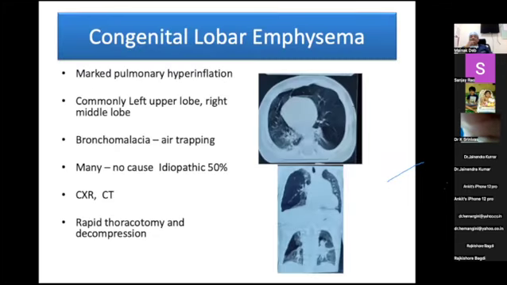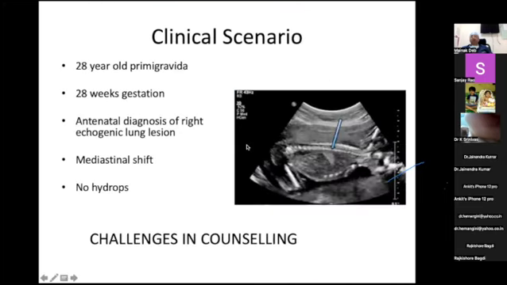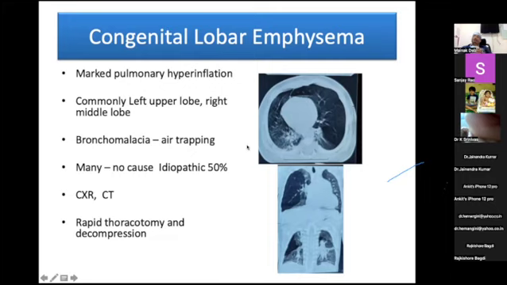The next common entity that we encounter is congenital lobar emphysema, also termed congenital lobar overinflation. It is marked by significant pulmonary hyperinflation. The commonest lobe to be involved is the left upper lobe, followed by the right middle lobe. The pathogenesis is poorly understood. 50% of these are idiopathic with no cause attributed to them. Some children have bronchomalacia with air trapping caused by passive overinflation or passive accumulation of air within the lobe.